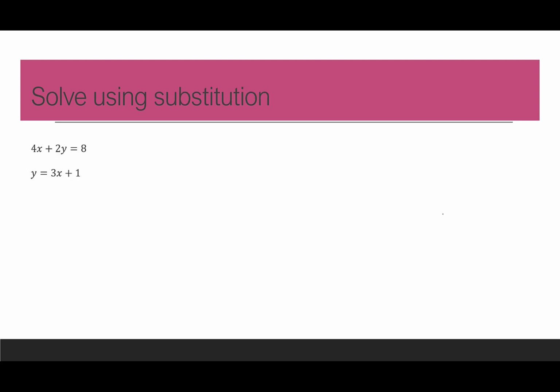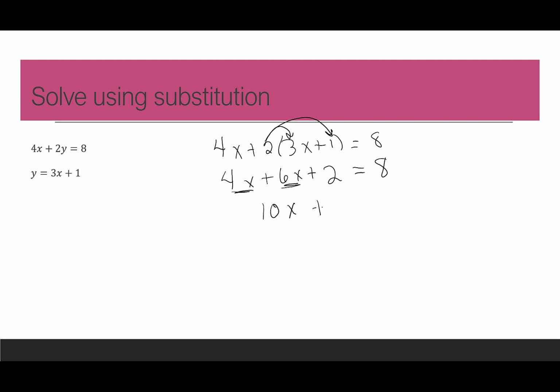4x plus 2y is 8, y is 3x plus 1. So I have 4x plus 2 times, instead of y, I write (3x plus 1), is 8. So I have 4x, and I'm distributing, 2 times 3 is 6x. 2 times 1 gives me 2. Still 8 on the right, so 4x plus 6x gives me 10x, plus 2 is 8. I'm going to subtract 2, so 10x is equal to 6, and then divide by 10. So x is 6 over 10. Let's simplify that to 3 over 5.